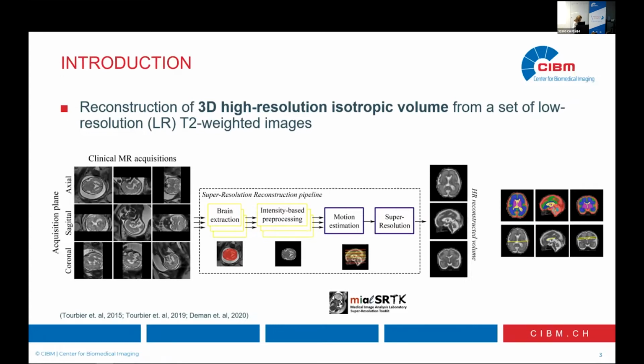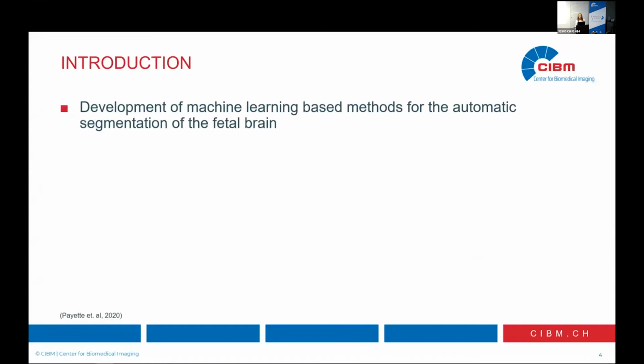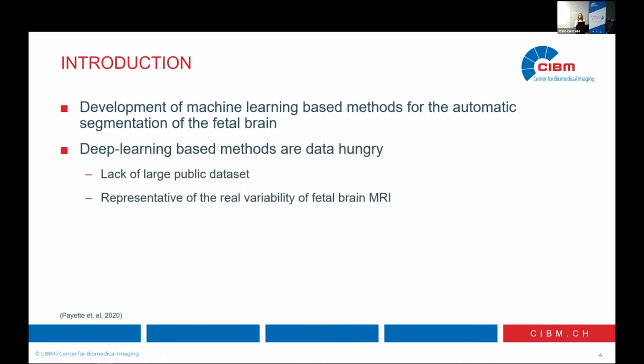However, the key baseline for such analysis is to have segmentation, as we can see here on the right. But we all know that it's quite difficult to have manual annotations, as it's a time-consuming and very tedious task. So in the recent years, there has been an increasing interest in the development of automatic deep learning-based methods. However, we know that those methods are quite data hungry, and in fetal MRI, we do not have a lot of publicly available data sets.